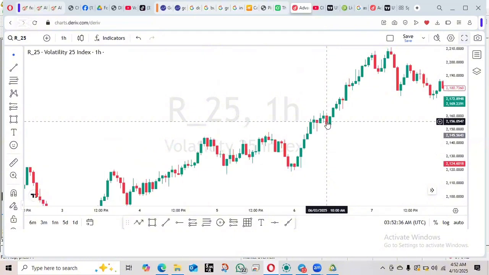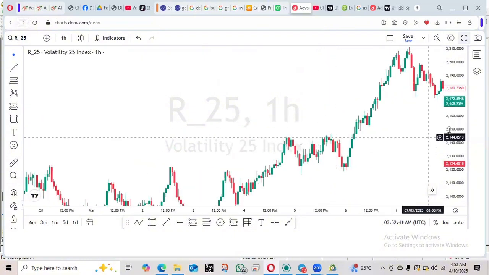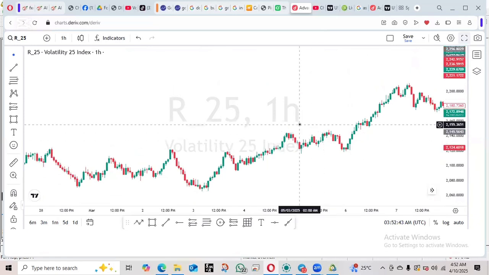So guys, that is it about candlestick patterns. This is how I trade it. This is how I use it. You don't need to complicate anything. You don't need to make it too complicated. Just use it this way and you'll be good.